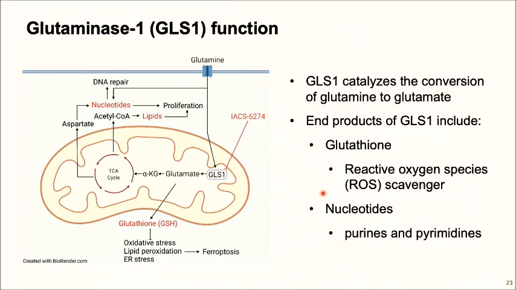GLS1 catalyzes the conversion of glutamine to glutamate. End products of GLS1 include glutathione, which, as I mentioned, is a reactive oxygen species scavenger, and nucleotides as well.